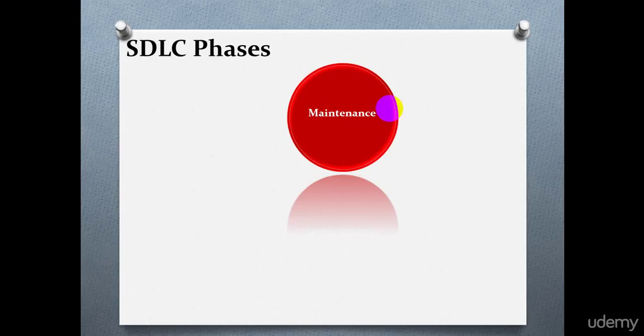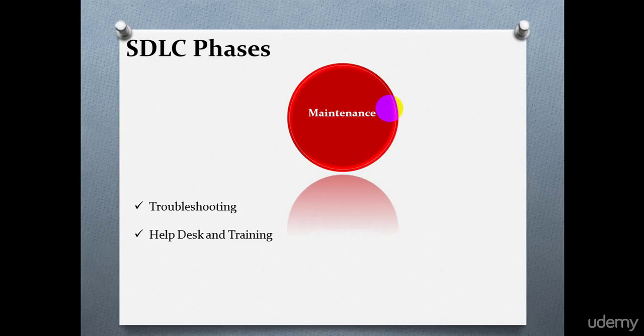And the final phase of SDLC is maintenance. This is the last phase of SDLC, the maintenance phase. The maintenance phase involves providing troubleshooting and customer service to support the system users. Maintenance is necessary to eliminate errors in the system during its working life.